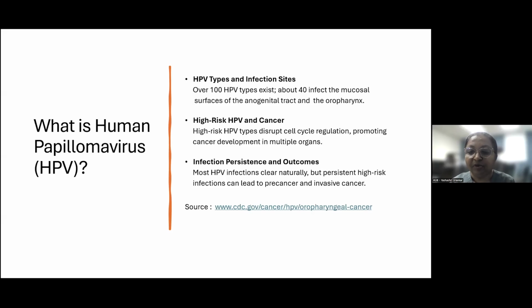Most HPV infections are very transient and are cleared spontaneously by the immune system within 1 to 2 years. However, a subset of infections persists, especially when immune clearance is incomplete, and persistent infection with high-risk HPV types can lead to the development of precancerous lesions and, over time, invasive cancer. While HPV is widely recognized for its role in cervical cancer, it is now also responsible for causing oropharyngeal cancers.